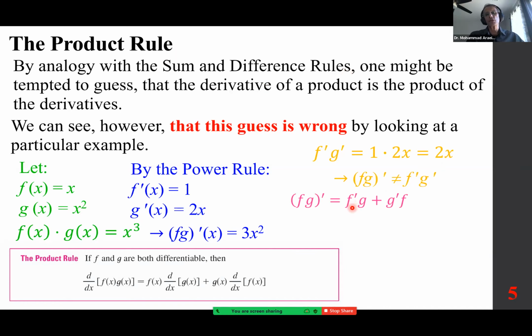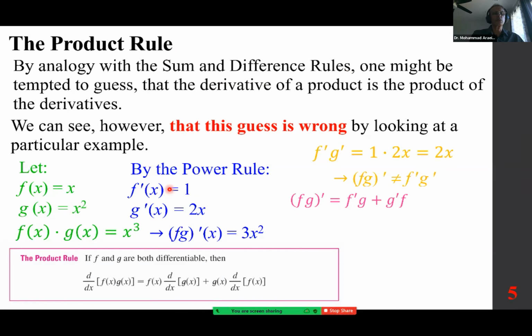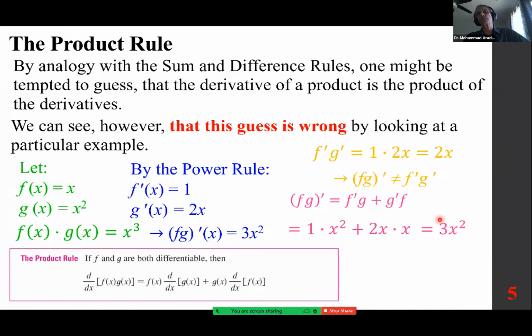Now, here's the shorthand notation, f prime g plus g prime f. So f prime is 1 times g, which is x squared, plus g prime, which is 2x, times f, which is x. And this is x squared. This is 2x squared. They add up to 3x squared, and that does work. Again, that's not a proof, but at least it gives you an idea.